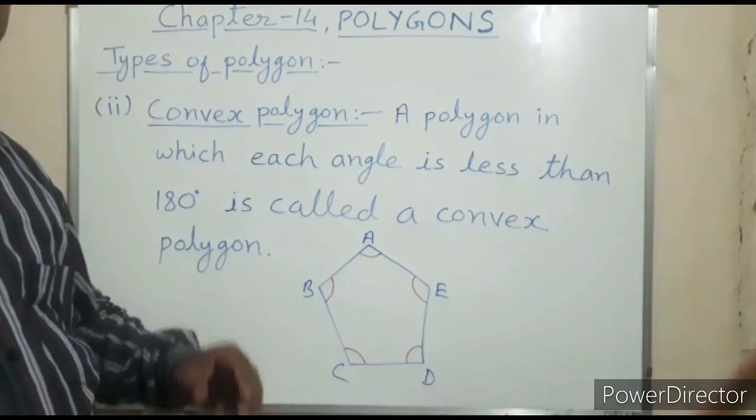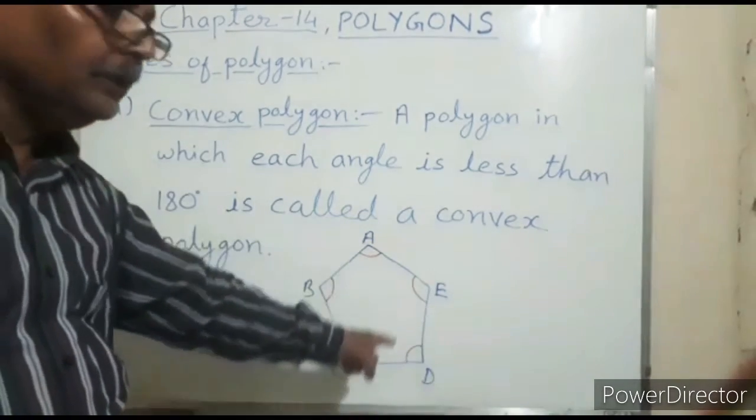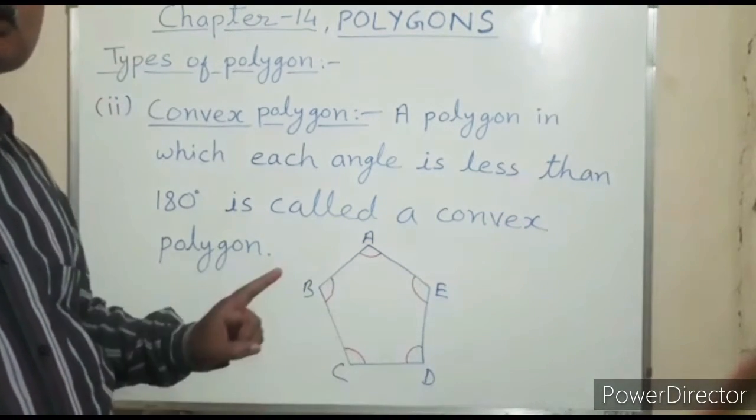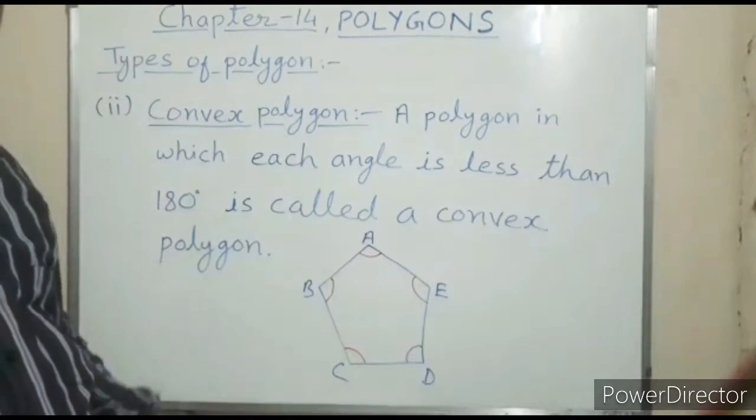In the same way, in any polygon, if all angles are less than 180 degree, such polygons are known as convex polygon.